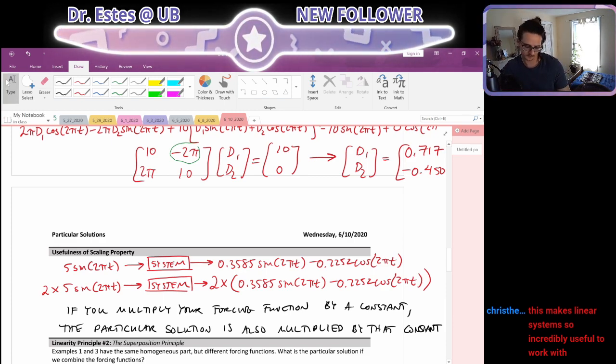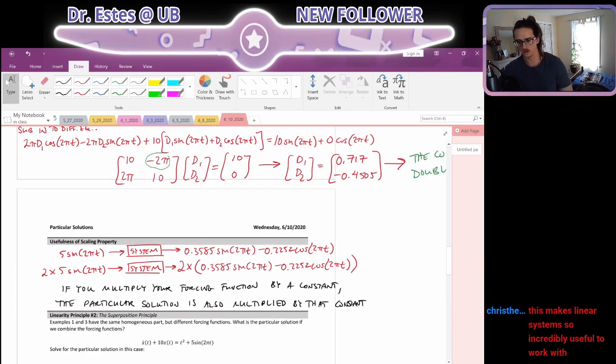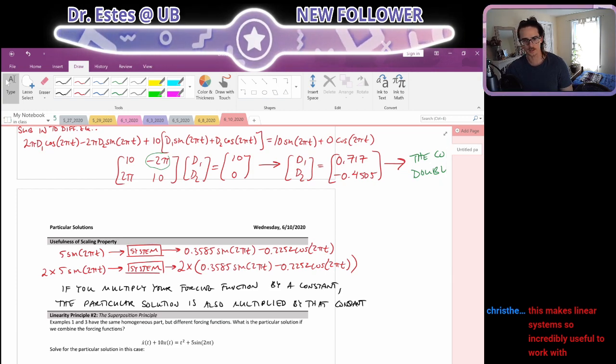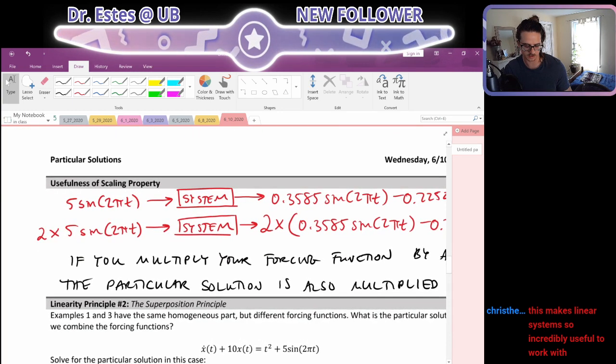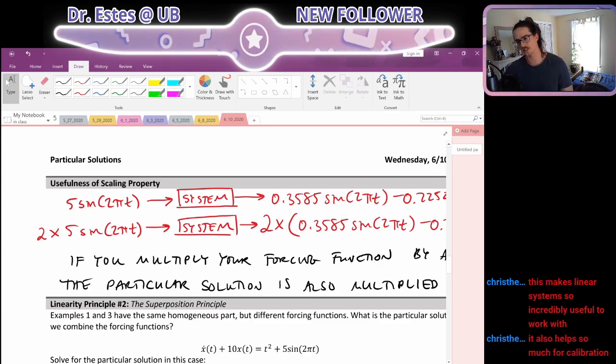Okay. How about we take a little 3-minute break, and then we're going to go on to the next linearity principle, which is called the superposition principle. It also helps so much for calibration.